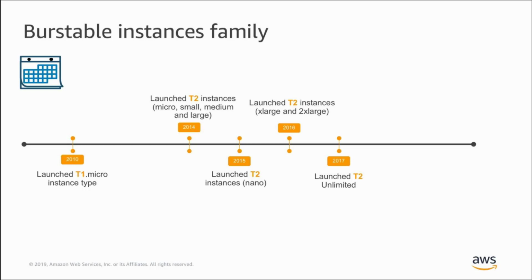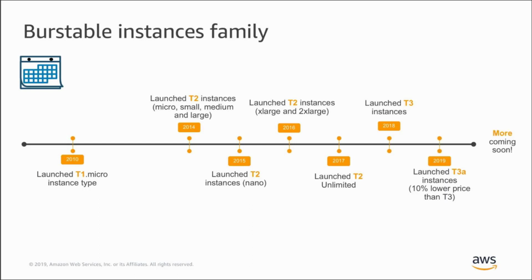And then we launched a service called T2 Unlimited. So T2 Unlimited is what enabled the instances to burst up to unlimited CPU for as long as they need it. And we're going to talk a lot more about unlimited in this presentation. And then we followed that up a year later with T3. So T3 instances launched in Q3 of 2018. And these are our latest generation instance types.